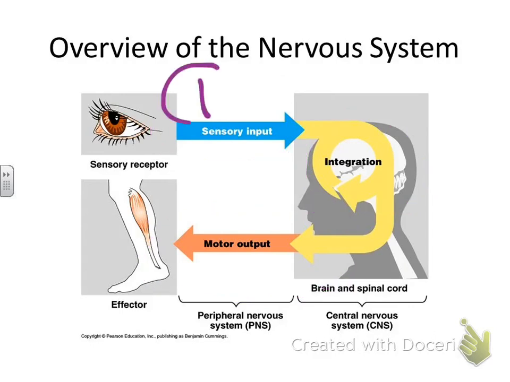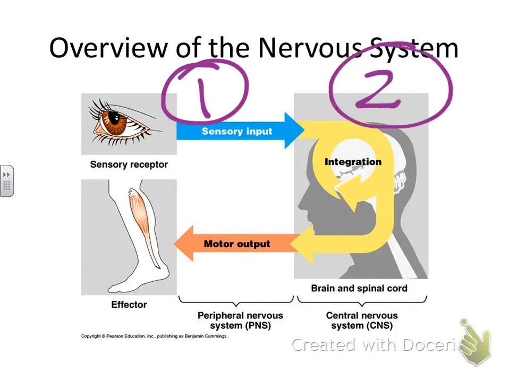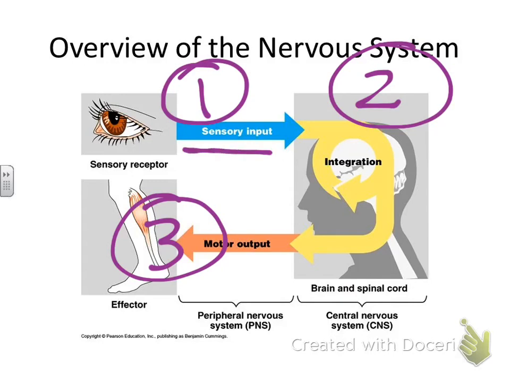Okay, so let me say that a little differently. The first thing is your brain can sense things. So the nerves can take an impulse to the brain. The second thing is your brain can perceive information. It can take information and identify what it is or think about what it is. Okay, and then the third thing is that your brain can send information, such as to glands or muscles, to tell them to react.